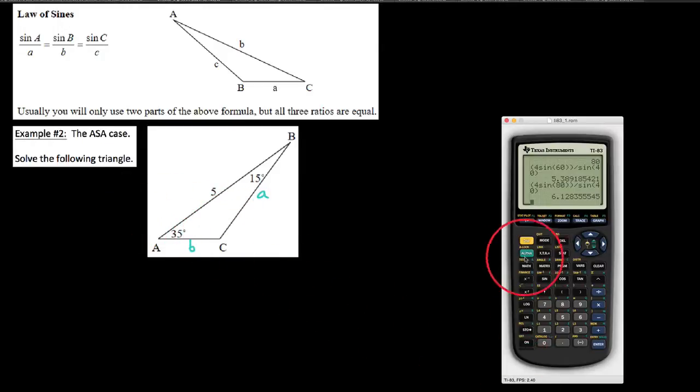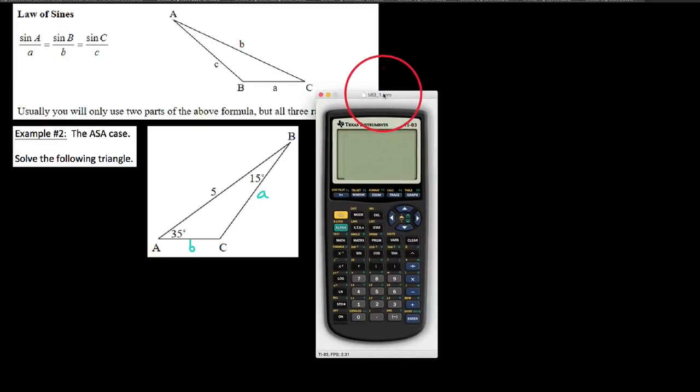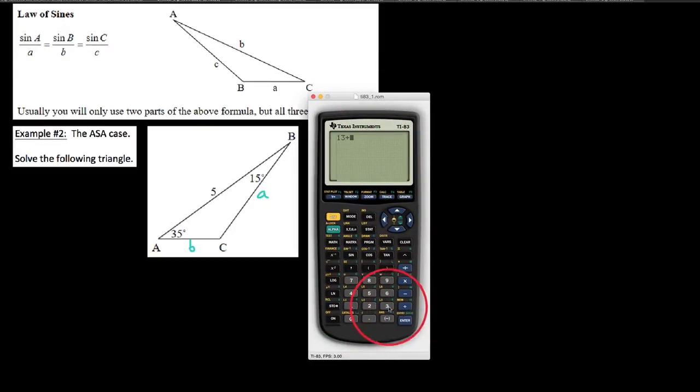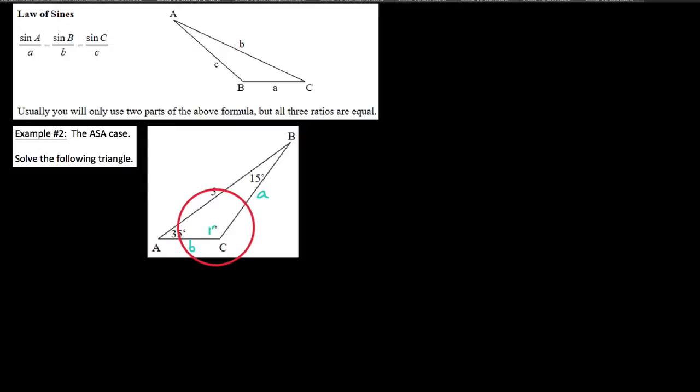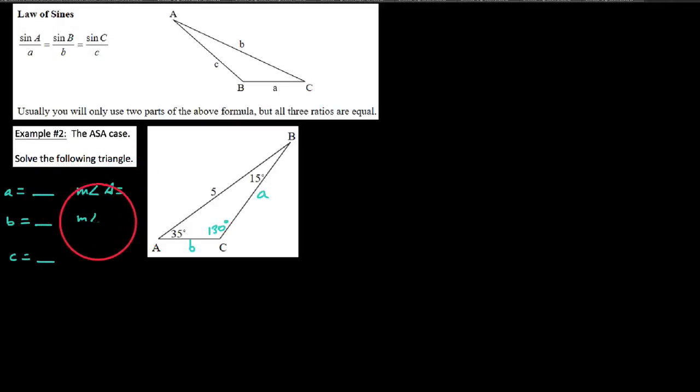Now the neat thing about our unknown angle is, remember that if we know two of our angles already, 15 plus 35 adds up to 50, then if we take that away from 180, the difference is the remainder. So I'm going to write 130 degrees here. Anytime you know two angles, we already know the third angle. So we have side length a, side length b, side length c, and then a spot for the measure of angle A, angle B, and angle C.